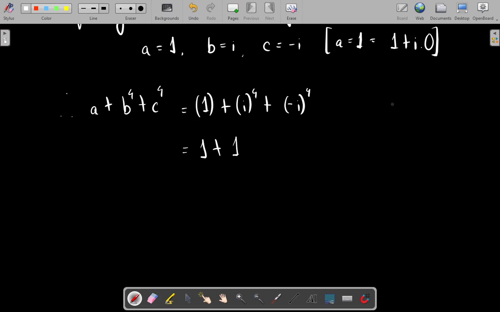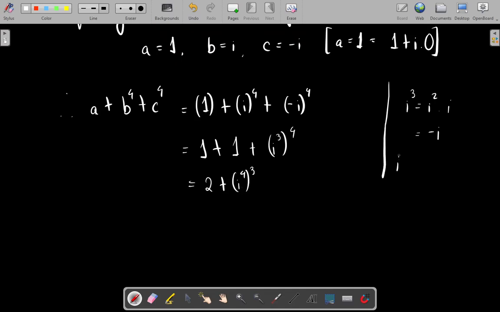Okay. So what I like to do is i cube is i square times i, and i square is negative 1. So this becomes negative i, right? So I'll plug in the value of i cube in place of minus i raised to the power 4. So we have 2, and this becomes i raised to the power 12, right? So i raised to the power 12 will be i to the power 4 whole cube, and i to the power 4 will be like i square times i square, which is minus 1 times minus 1, which is plus 1. Like i to the power 4n is always 1 for natural n, right?